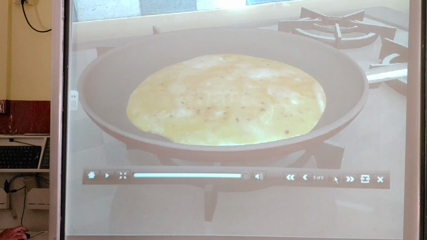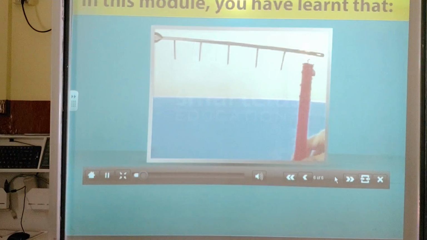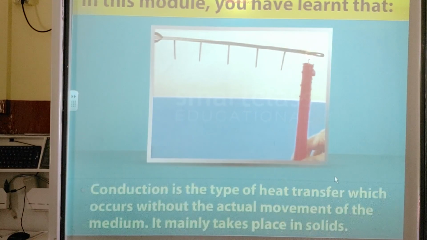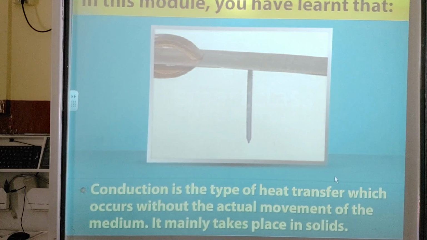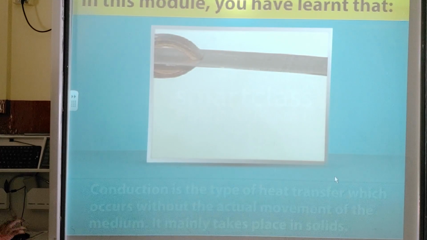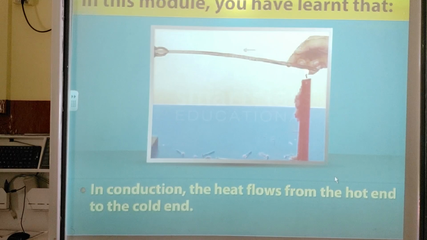Transfer of heat by conduction. In this module, you have learnt that conduction is the type of heat transfer which occurs without the actual movement of the medium. It mainly takes place in solids. In conduction, the heat flows from the hot end to the cold end.